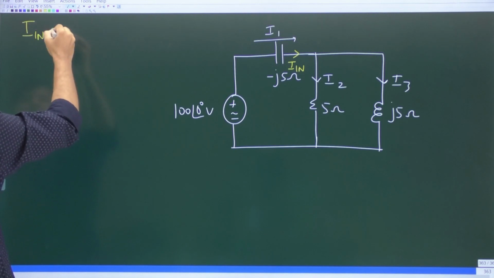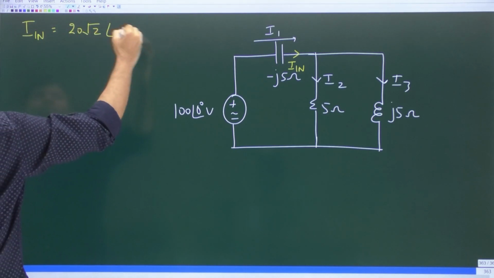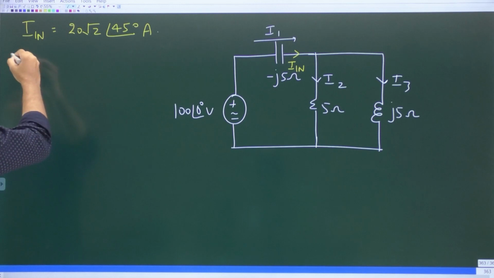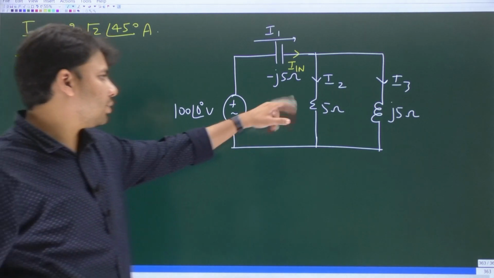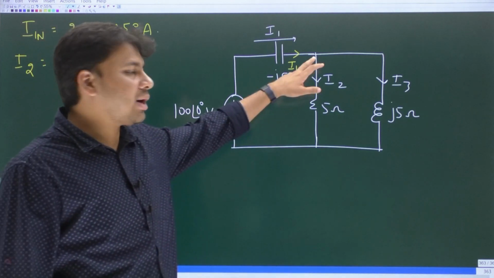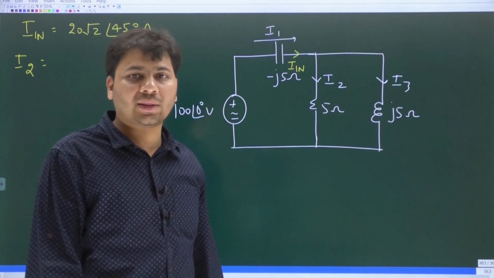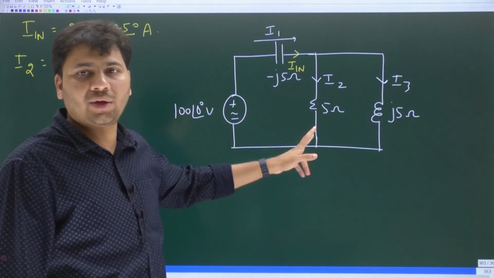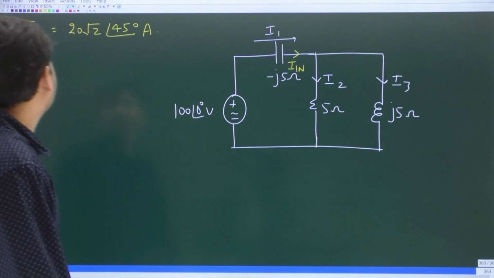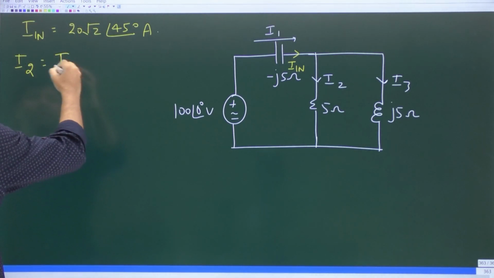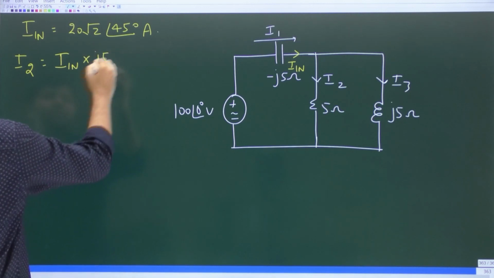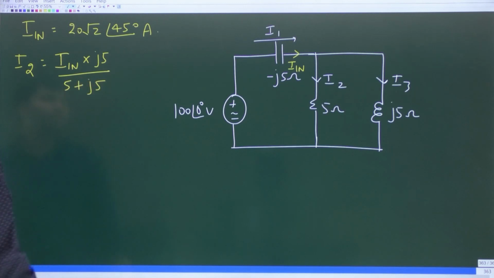So IN is 20 root 2 at an angle 45 degrees amperes. Now, what is I2? The current through the 5 ohm resistor. In case of current division for two impedances connected in parallel, current through one impedance will be directly proportional to the other impedance. In this case, current through 5 ohms would be directly proportional to the other impedance value, that is J5. So I2 will be equal to: first you write down the current that is actually getting divided, which is IN. IN into J5 divided by 5 plus J5.